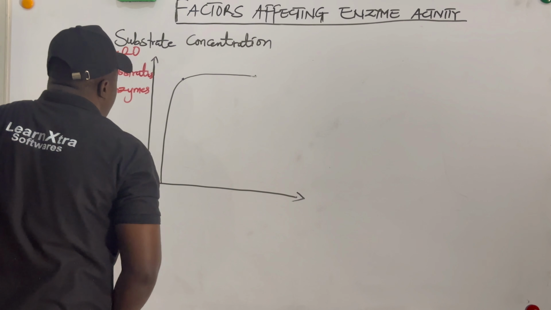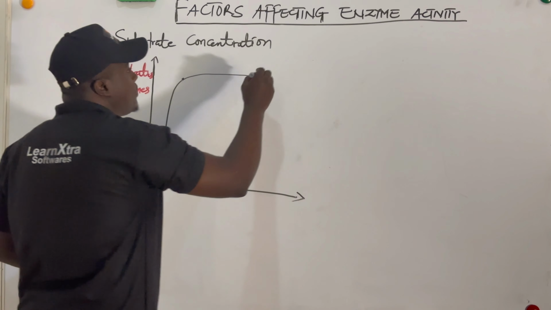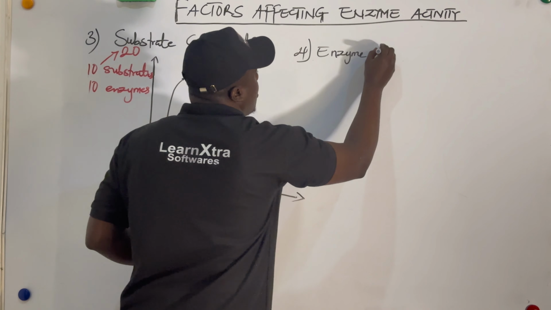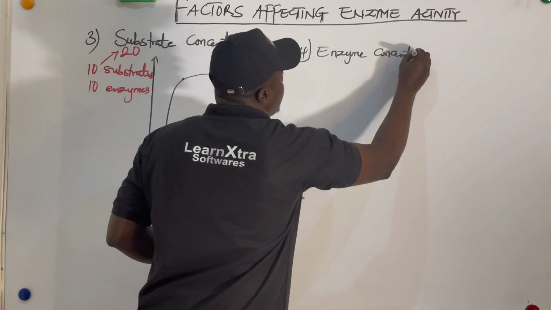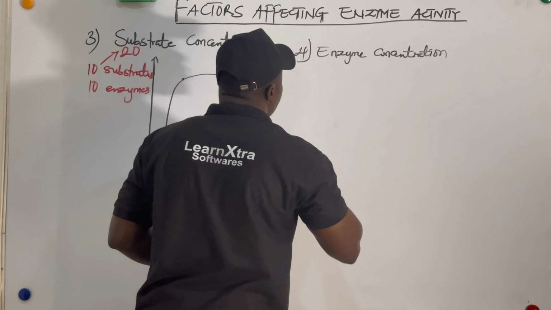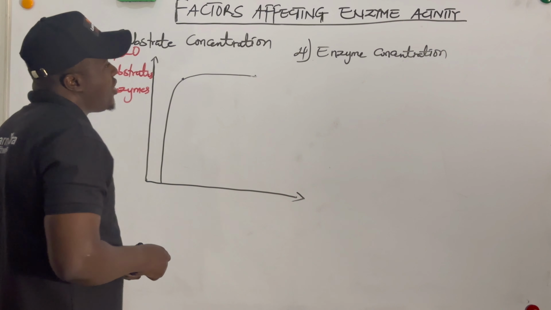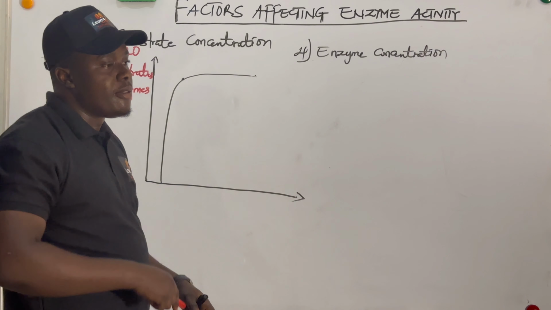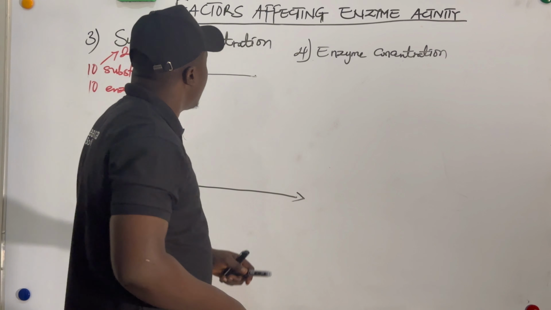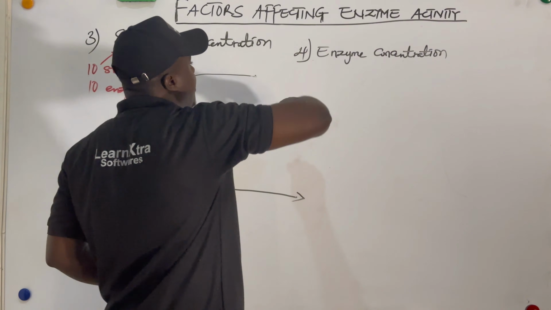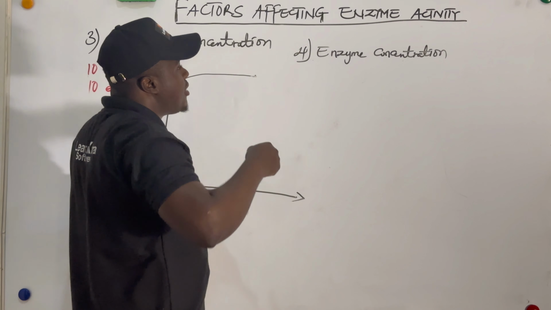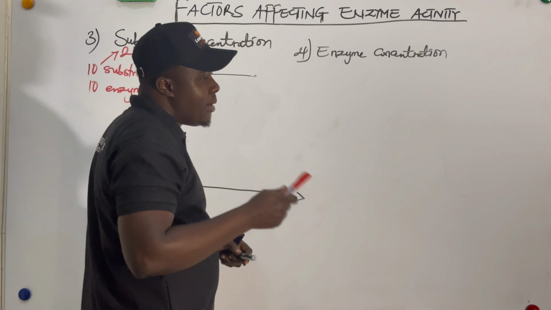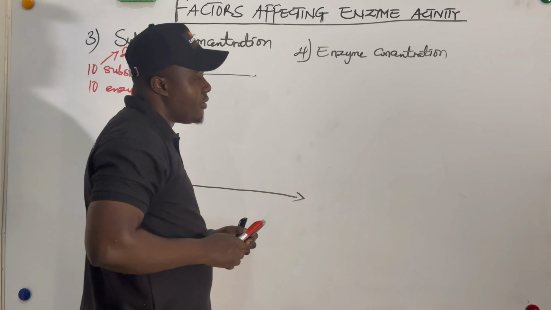And another one we'll be looking at is the fourth one, which is enzyme concentration. Enzyme concentration is quite similar to the substrate concentration. Increase in the enzyme activity is being favored by more enzymes against a substrate. That means if the number of enzymes increases, I have more substrates that the enzyme needs to be bound to. And remember, we said enzymes are very, very specific in action.